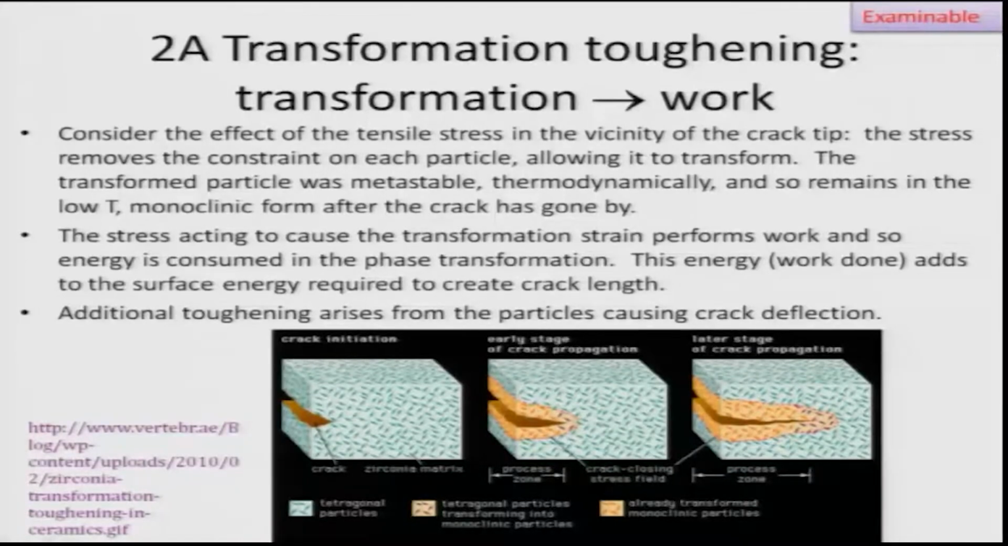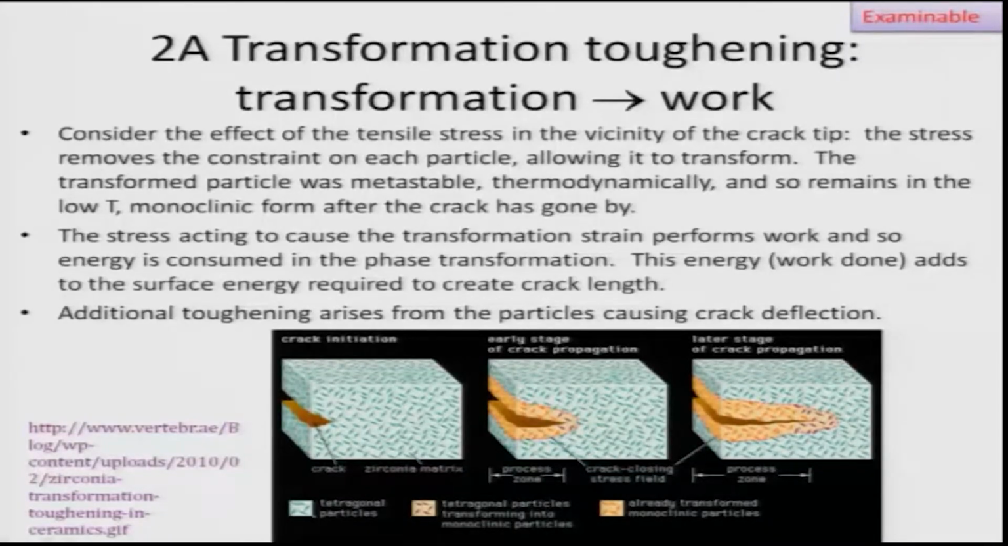Obviously, only when you apply tensile stress will the crack tip move. The stress removes the constraint on each particle, because these are tetragonal particles, as you see here, within the cubic matrix, and this is what is shown here. And once you apply stress, this will remove any constraint for transformations.